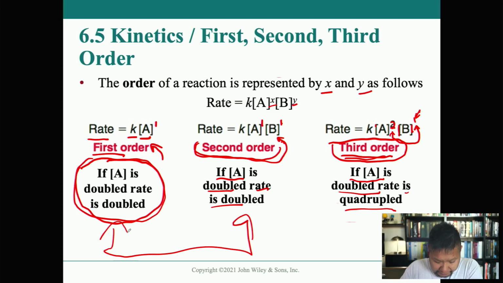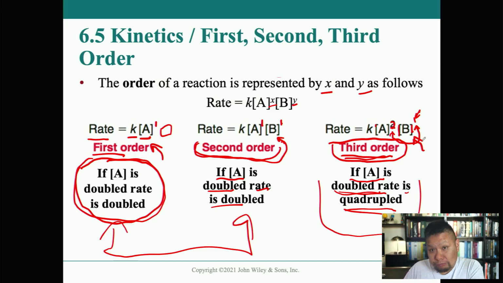So its absence of B here just means that B doesn't do anything to the rate at all. Okay? But then in the third order reaction here, since A has a square by it, when you double the concentration of A, the rate is quadrupled. What's not stated here, though, is whether doubling B quadruples the rate too. No, because its exponent is still only 1. Okay? Good stuff.